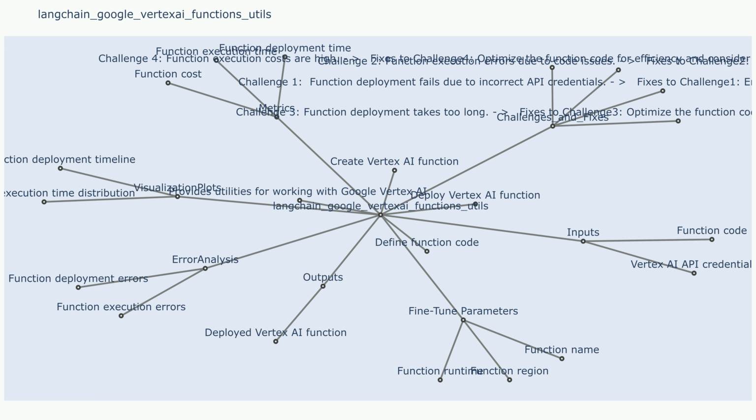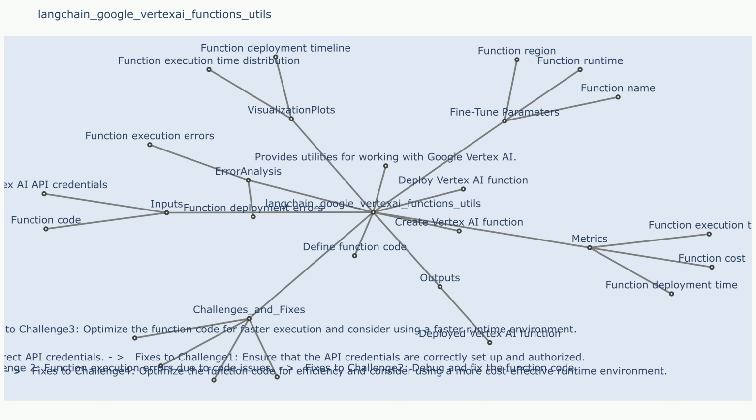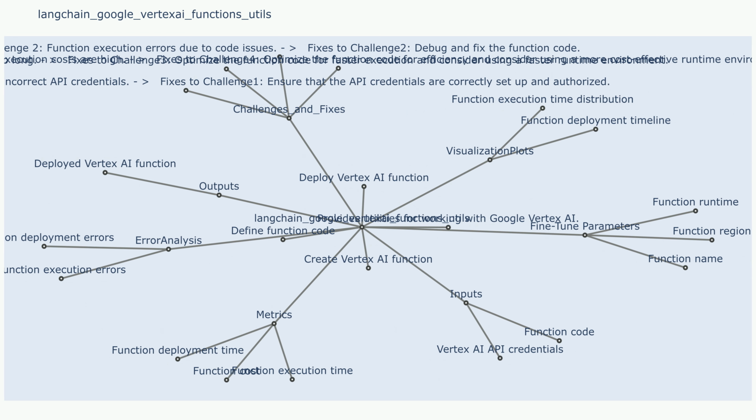Inputs. Function definition: the module requires a function definition to be provided. This function represents the core logic you want to execute within Vertex AI. The function should be written in a supported language, e.g. Python, and adhere to Vertex's function deployment requirements. Vertex AI endpoint configuration: to deploy and interact with functions, you'll need to configure the Vertex AI endpoint where your function will reside. This includes specifying the region, endpoint name, and other relevant settings.